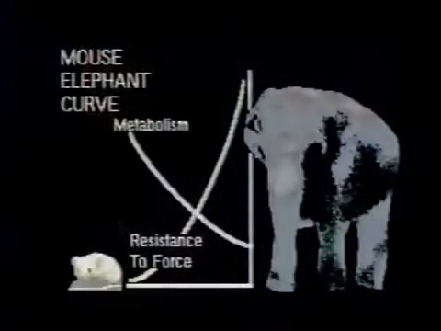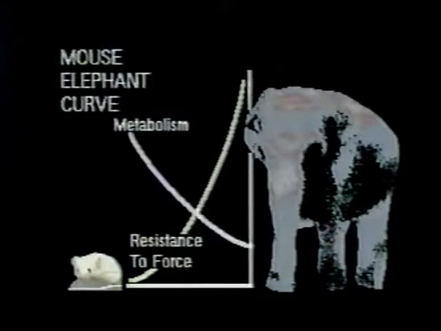Now, the mouse-elephant curve, as these researchers described, has two components. First, if one looks at the metabolism, we see this as a relationship of energy, such that the more rapid the metabolism, shown here on the left at the top above the mouse, the smaller the creature. And the slower the metabolism, shown on the right side here under the elephant, the larger the creature.